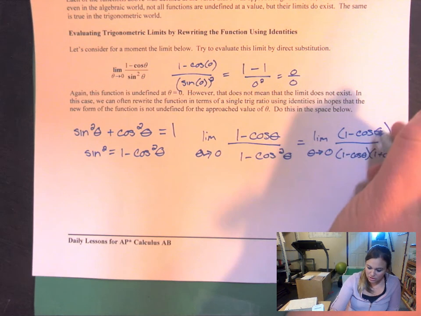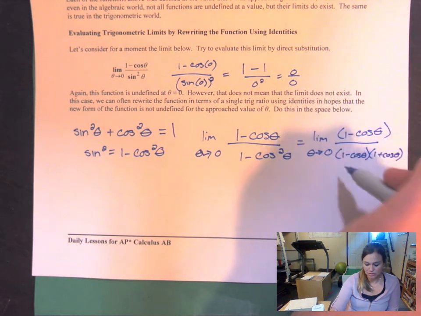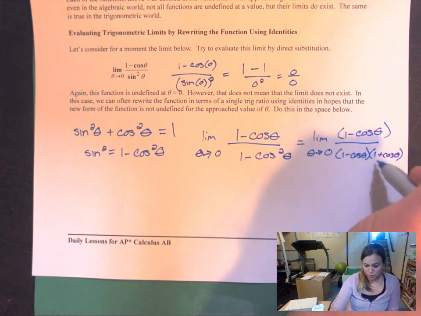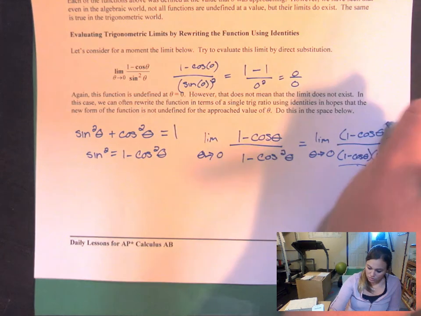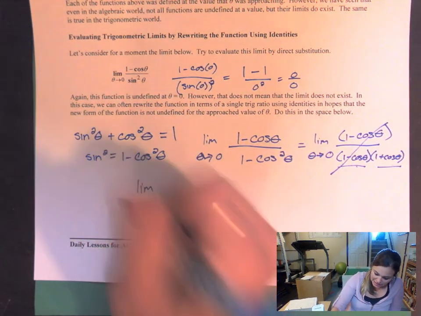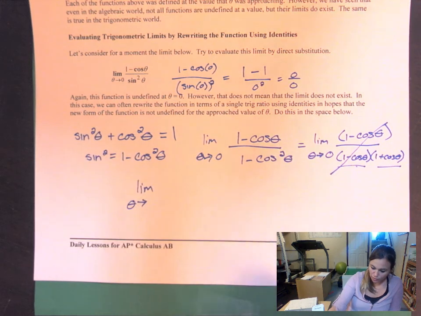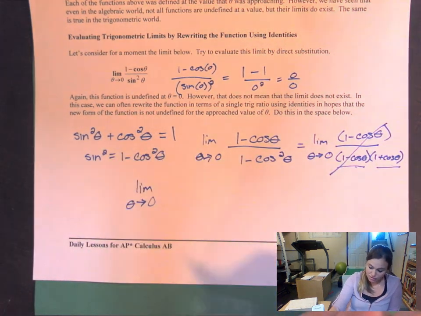Okay, so in the numerator and denominator, you see how now I have 2 of the same things. The numerator is all together, and the denominator is a product of terms where I've got this times this. So that goes away. And I know that there's a hole wherever 1 minus cosine of theta is equal to 0. In this case, that's at 0.